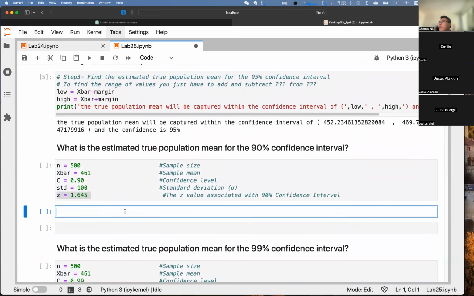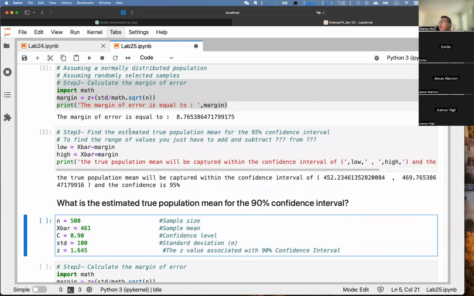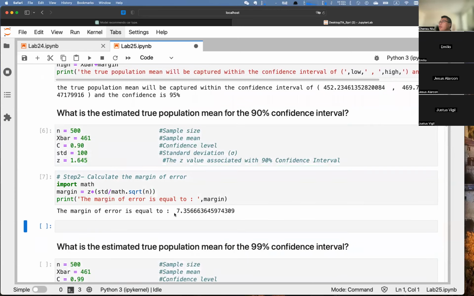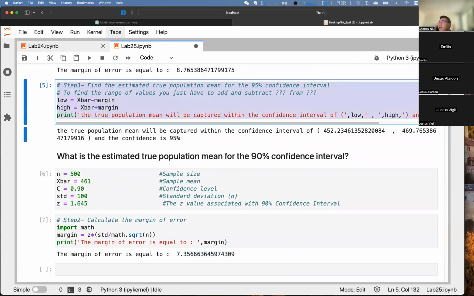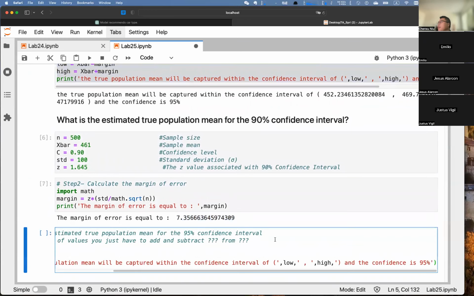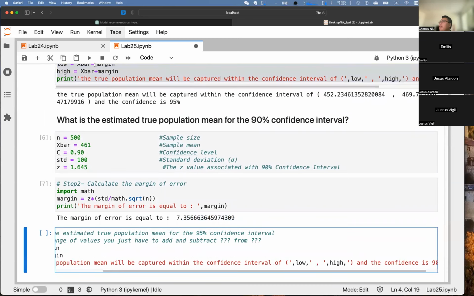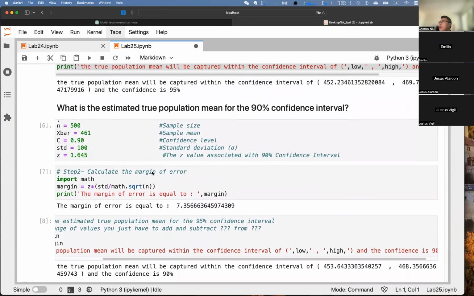Next we need to calculate the margin of error. You can copy from the last example, organize the data again, and run again. So the margin of error is smaller, and the range calculation is the same, but the last one here is 90, not 95. So this is the result.